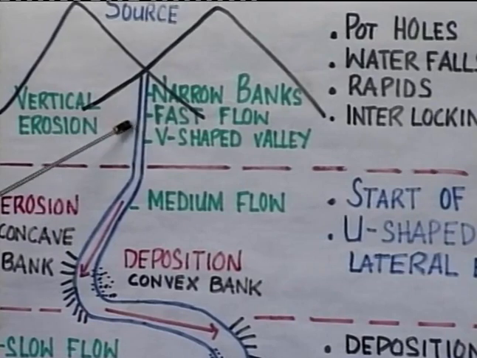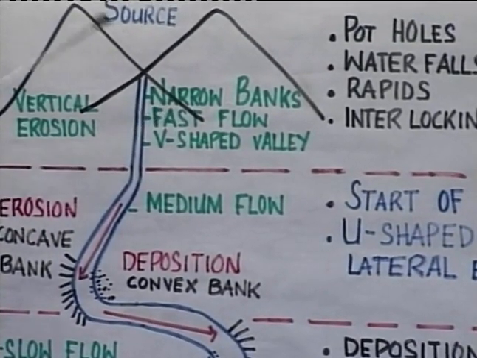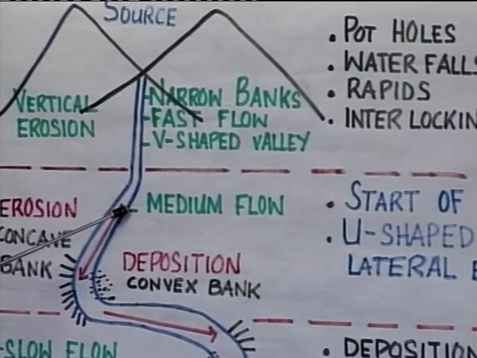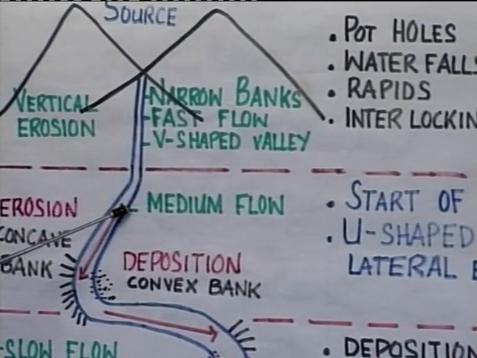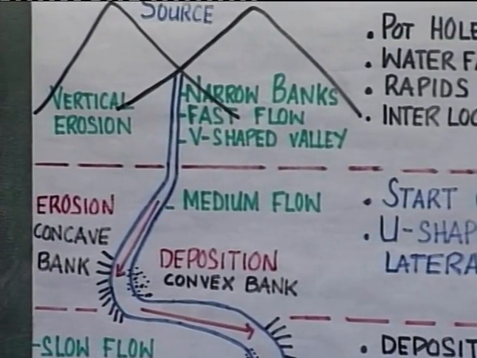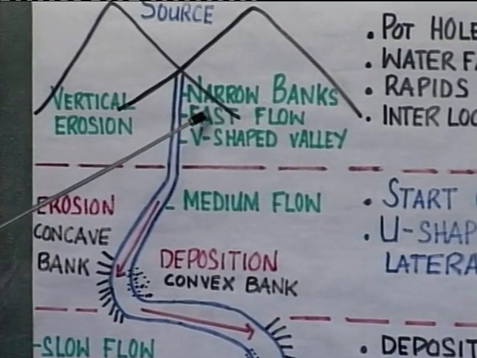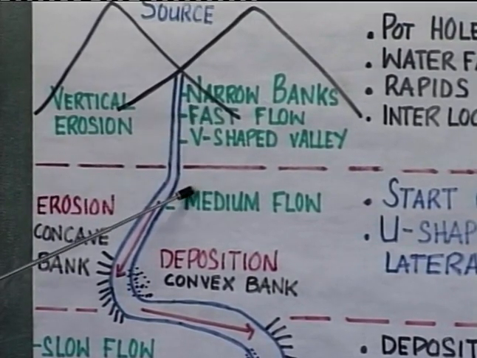Look at the bank of the river. In the first stage, the bank is narrow. In the second stage, the bank will now be widened. It will not be very wide, and it will not be narrow. It will be just widened in comparison to the first stage. Okay, so the bank becomes widened.